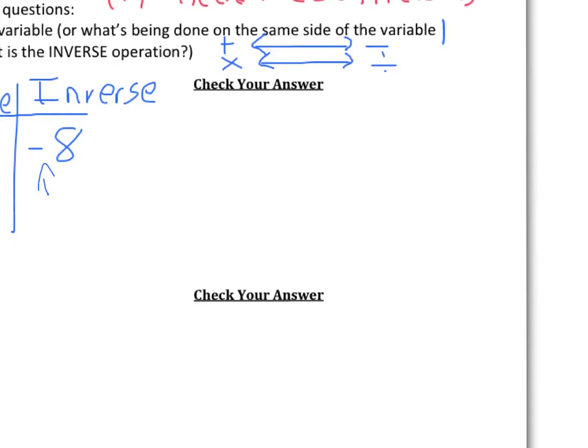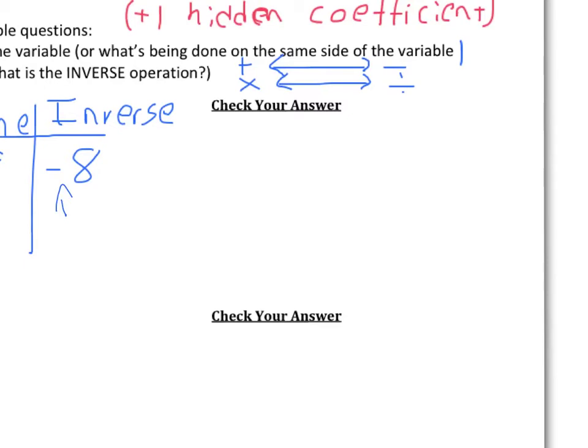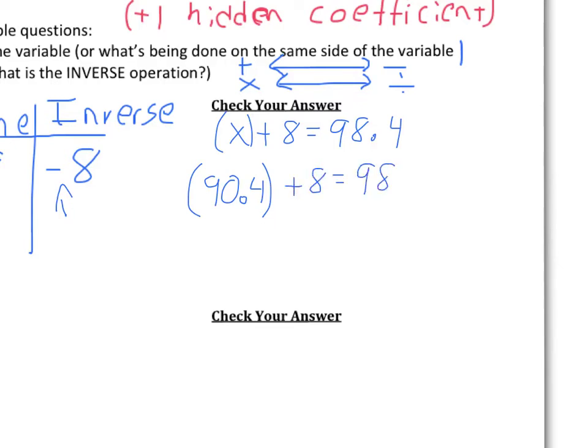The very first thing that you need to do is to rewrite the original problem. The original problem was x plus 8 is equal to 98.4. Now, when we get to unit 4, we're going to learn substitution. When we're substituting a value in for the variable, we always use parentheses. So the number that we're substituting in for x is 90.4. Again, your work should look exactly like mine. And then we're just going to rewrite everything else: plus 8 is equal to 98.4.